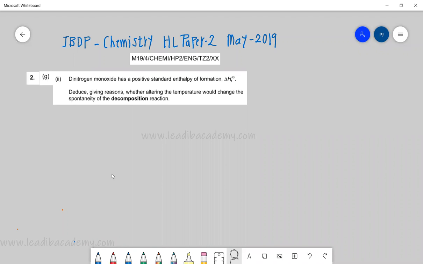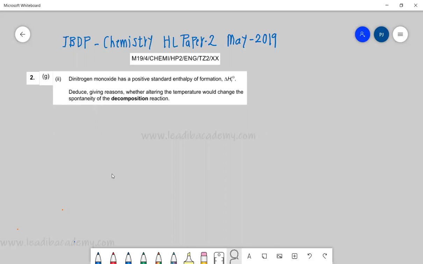Okay, interesting question, 2G2. Dinitrogen monoxide has a positive standard enthalpy of formation. Deduce, giving reasons, whether altering the temperature would change the spontaneity of the decomposition reaction. So first, let's break this down. We have been given that dinitrogen monoxide has a positive standard enthalpy of formation.